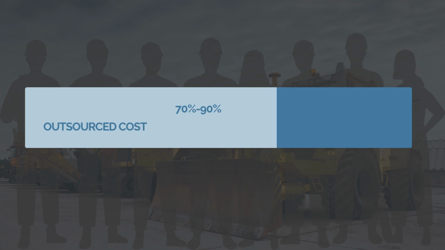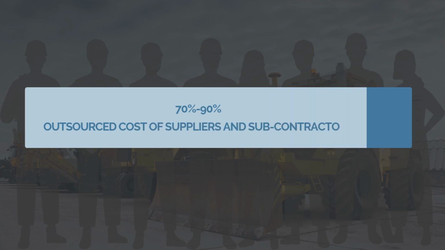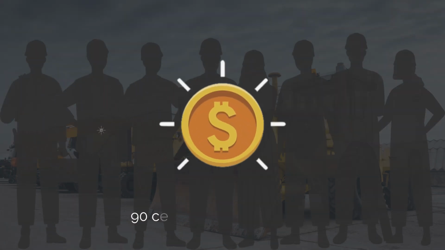Between 70 to 90% of the cost of any typical project are outsourced to suppliers and subcontractors. Potentially 90 cents out of every dollar you spend is going to external vendors. If there's one process you need to get right to manage your project successfully, it's procurement and contract management.